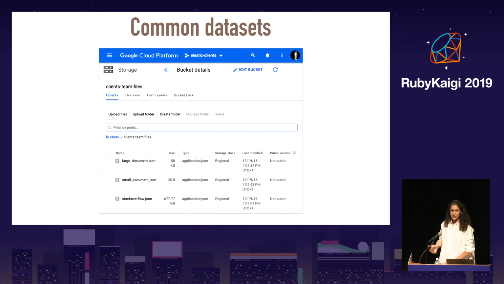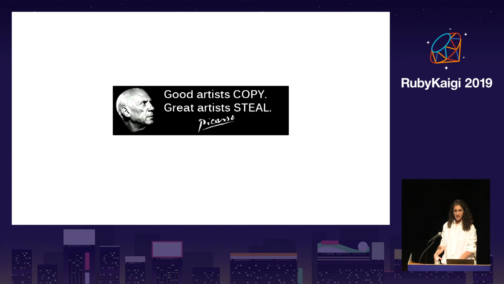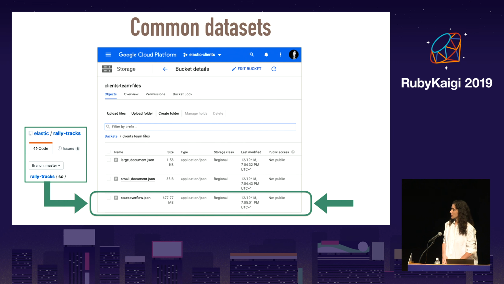So we also have to define common data sets. We have a large document, a small document, and Stack Overflow data set. And as Picasso said, good artists copy, great artists steal. I just stole this from Rally. So if you look at the repo Rally tracks, you'll find that there's a Stack Overflow data set, and you can use that yourself. The reason I chose this one was because the documents are quite rich. There are a lot of nested documents, a lot of different types. The documents tend to be quite large. So I thought that was a very interesting and realistic data set to use to put stress on the system, on the client.